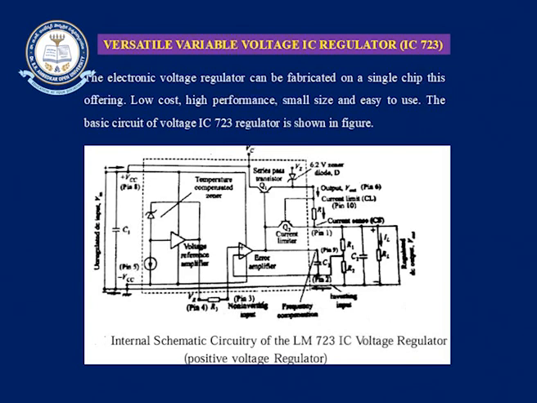How the regulation takes place is through different circuits where we are using the Zener diode. Here also we are using the Zener diode, you can observe in the circuit diagram. And the op amp also uses different transistors Q1, Q2, and different transistors as well as a capacitor are used here. So what do you mean by versatile variable voltage? Variable means you can change the voltage.